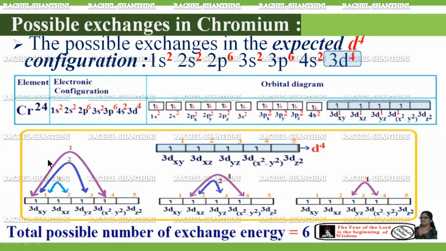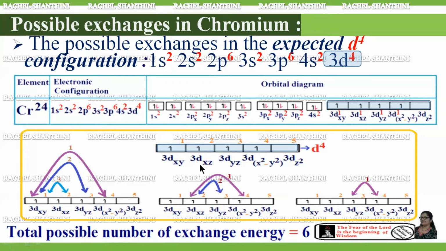This first electron could not move to the fifth place because there is no electron. So no exchange could be done, right? So totally how many possible exchanges? Here we could see 1, that is 1 to 4, second 1 to 3, and third 1 to 2, right? So how many possible exchanges could we see here? 1, 2, 3 possible exchanges we could see here.